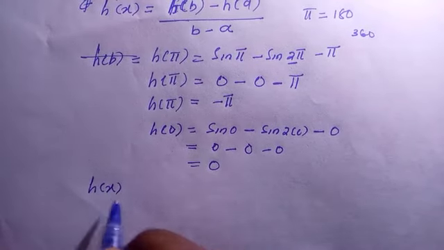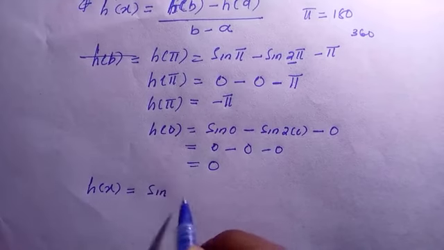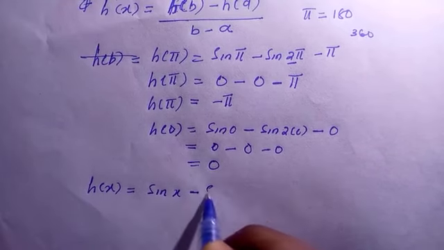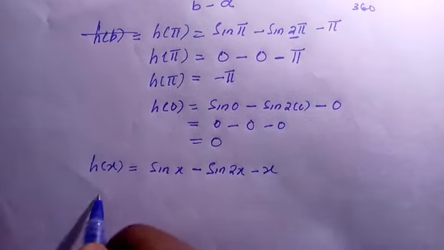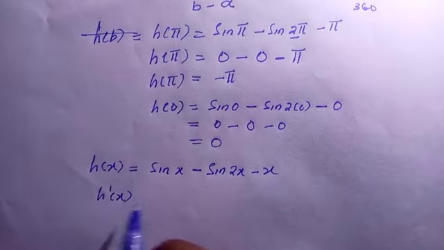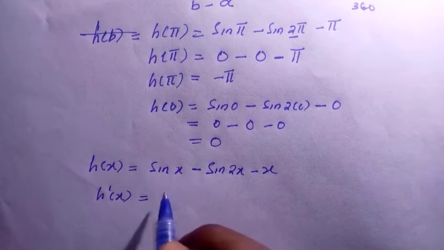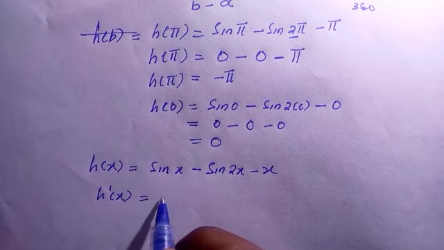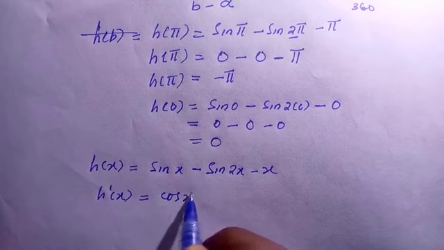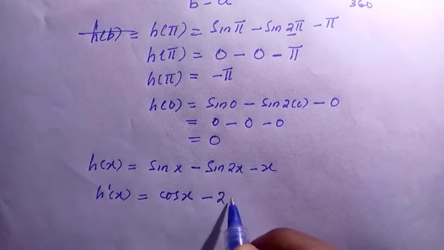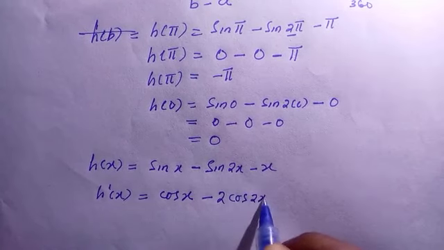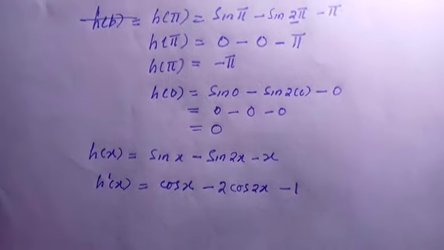The next thing we are going to do is to rewrite the real function, which is h of x equals sine x minus sine 2x minus x. Then we find the derivative, so we differentiate this. Calculus is very important here. If we differentiate sine, we get cos. If we differentiate sine 2x, we get 2 cos 2x. And if we differentiate x, we get minus 1.